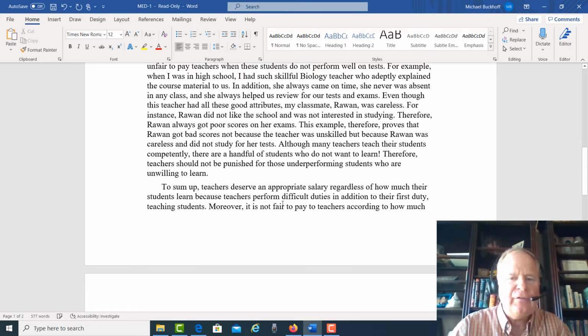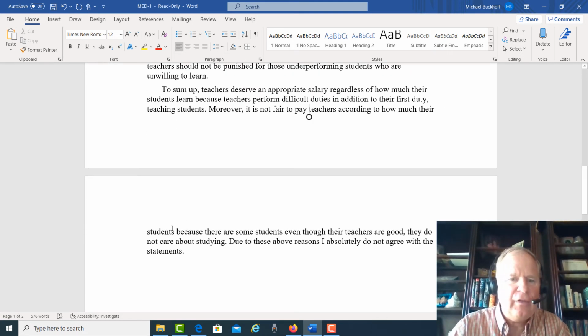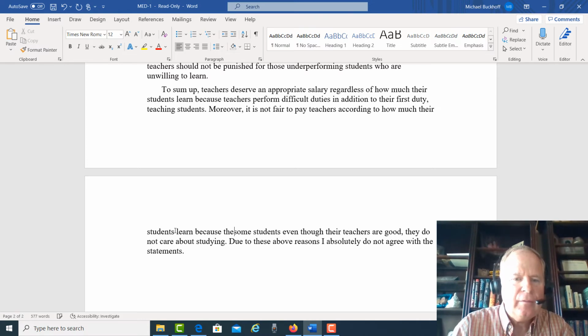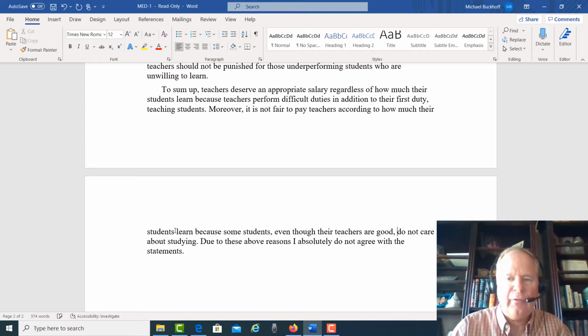So, moreover, it is not fair to pay teachers according to how much their students learn, because, and I would just put here, because some students, even though their teachers are good, you might maybe put a comma here. Some students, even though their teachers do not care about studying, even though their teachers are proficient.